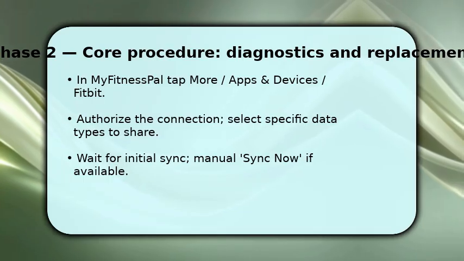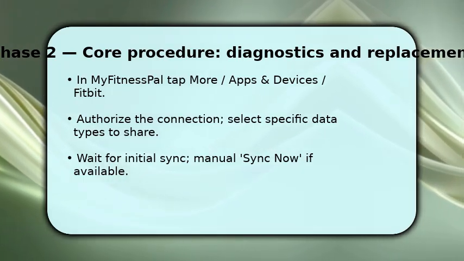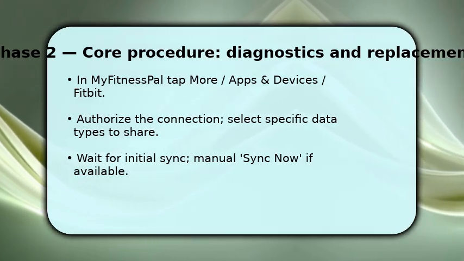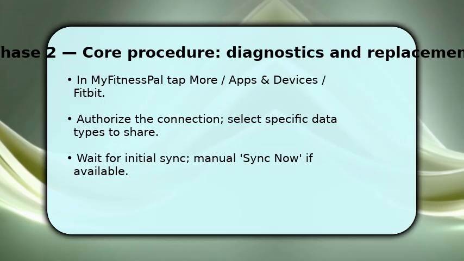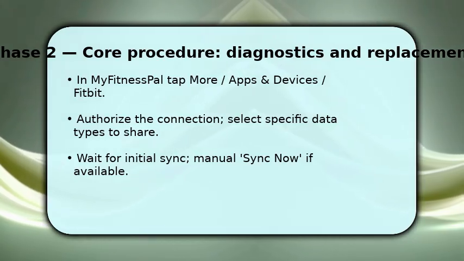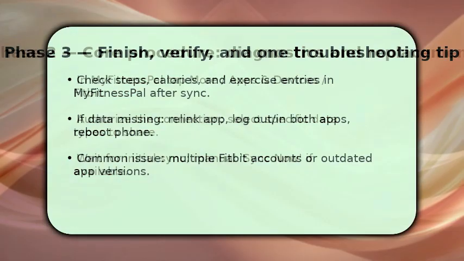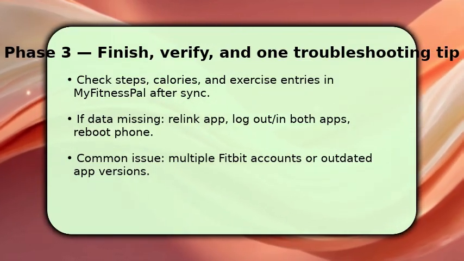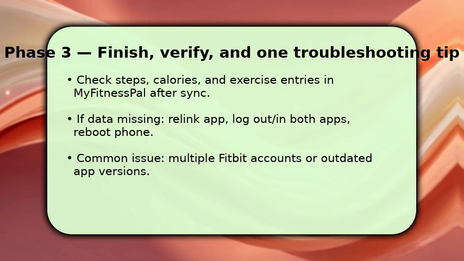Make sure to select which metrics to share, because that determines what updates automatically. Once authorized, trigger a manual sync in both apps so the first batch of data moves over. This avoids waiting for scheduled sync intervals. Finally, verify that your steps and workouts appear correctly in MyFitnessPal. Open Diary or Progress and compare numbers.